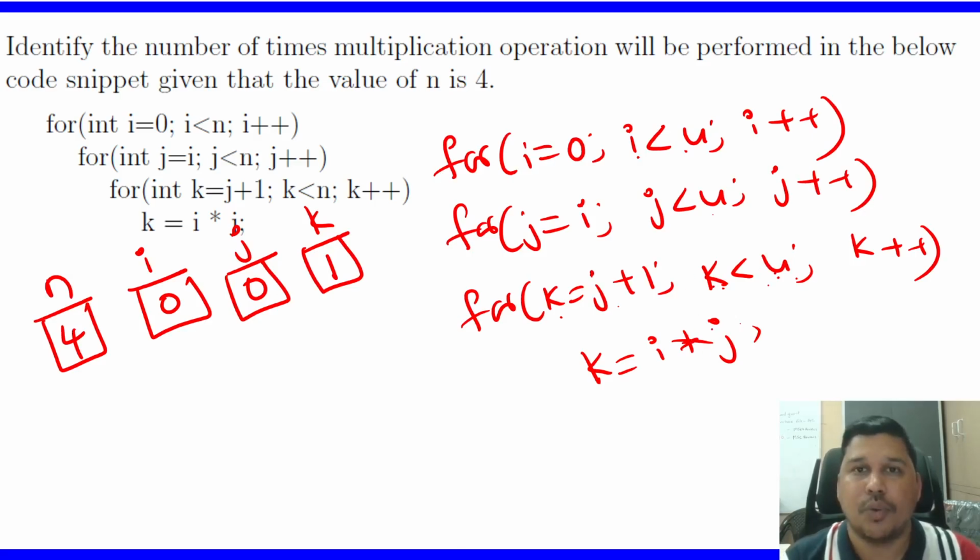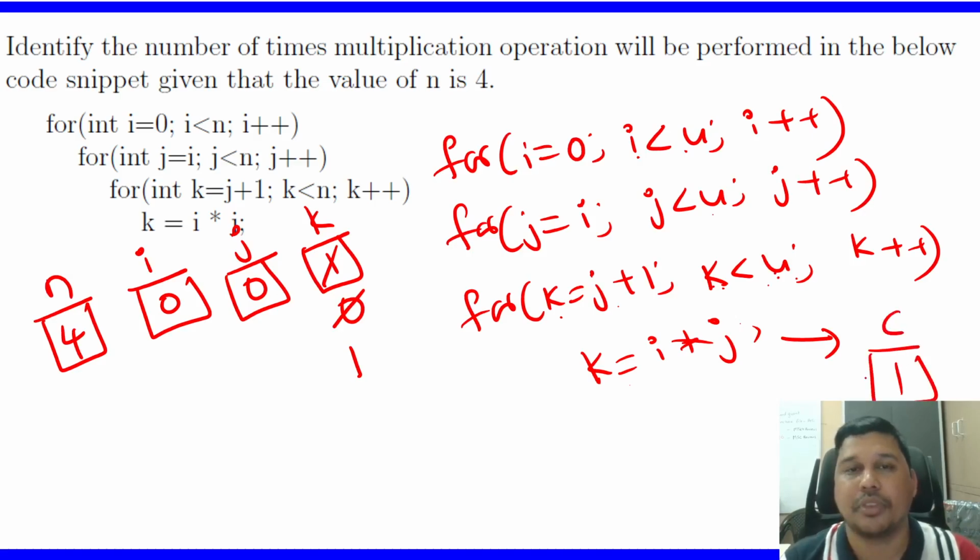You enter the body. Once you enter the body, there is k equal to I into j. What is I into j? 0, 0. So this becomes 0. So k plus plus, because of this k plus plus, it became 1. But this got multiplied one time. This multiplication happened one time, right? First time it happened, became 0. K plus plus, k value became 1. 1 less than 4, yes, enter. K equal to I into j. What is I value? 0, j value 0. So k becomes again 0. So this multiplication happens second time. K plus plus, k becomes 1.